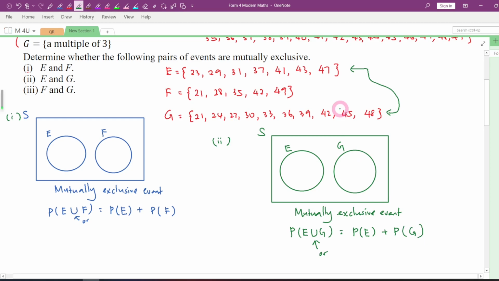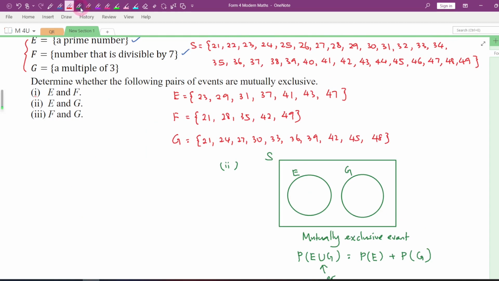Okay, now let's go to third part, F and G. Now let's focus on F and G. F and G will be this and this. 21. Oh, now this time they have common element 21, 21, 42, 42. Okay, so they have two common elements. Means that the 21 and 42 is a number which is divisible by 7. At the same time, they are a multiple of 3 as well. So satisfy both conditions simultaneously.